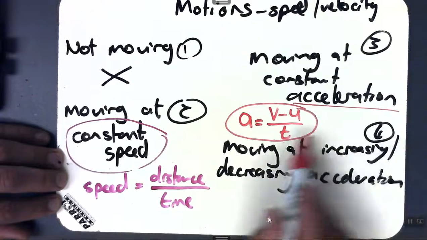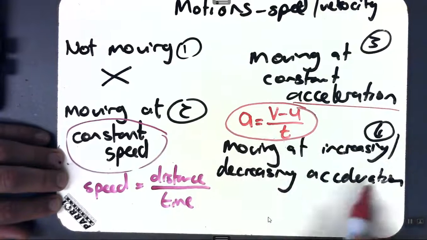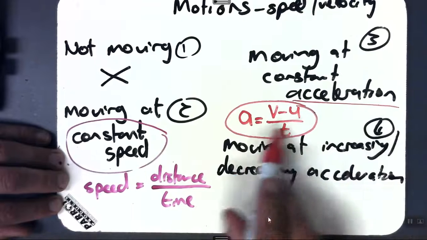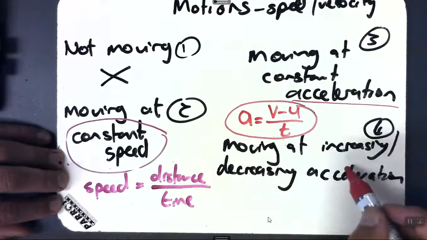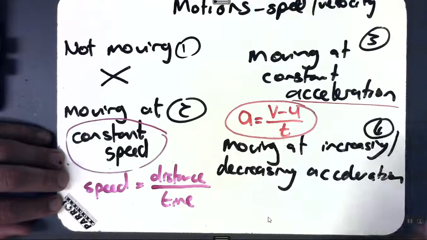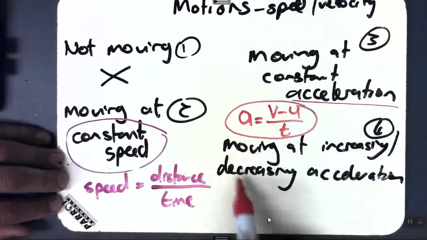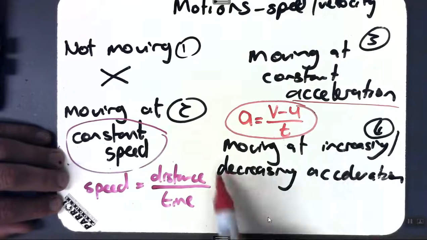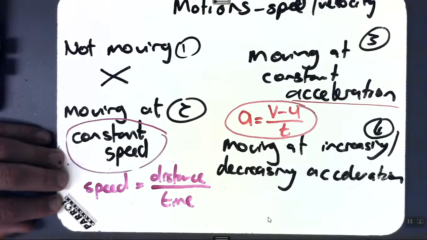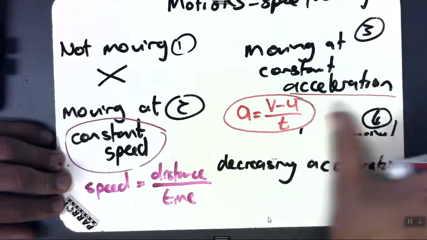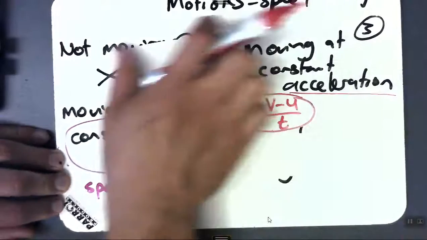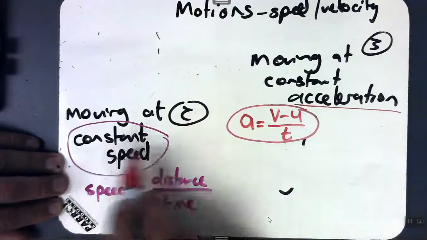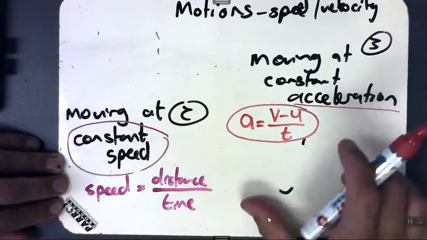When we're calculating this part, you'll only be doing that in AS mechanics, where you do calculations for that. What we will be doing here later on in IGCSE extended physics is graphs for this category. But most importantly, for the second and the third categories, where we have constant speed and constant acceleration.